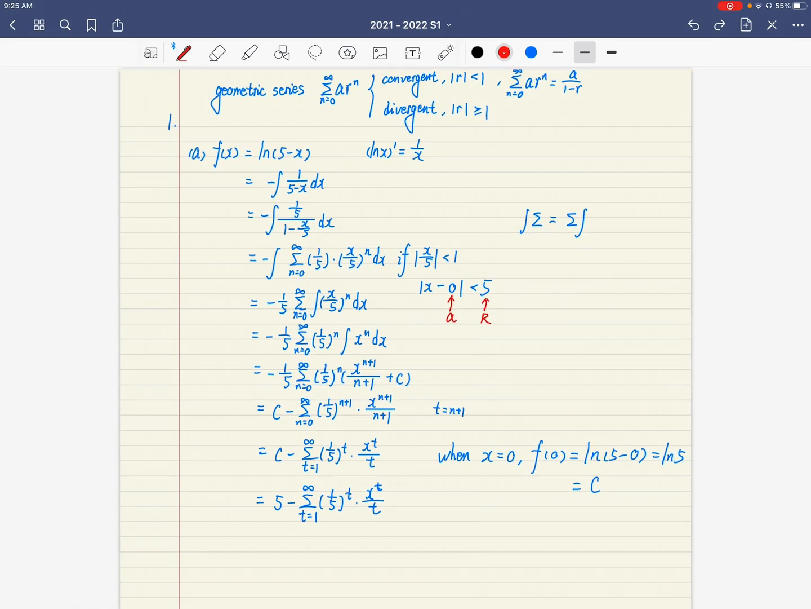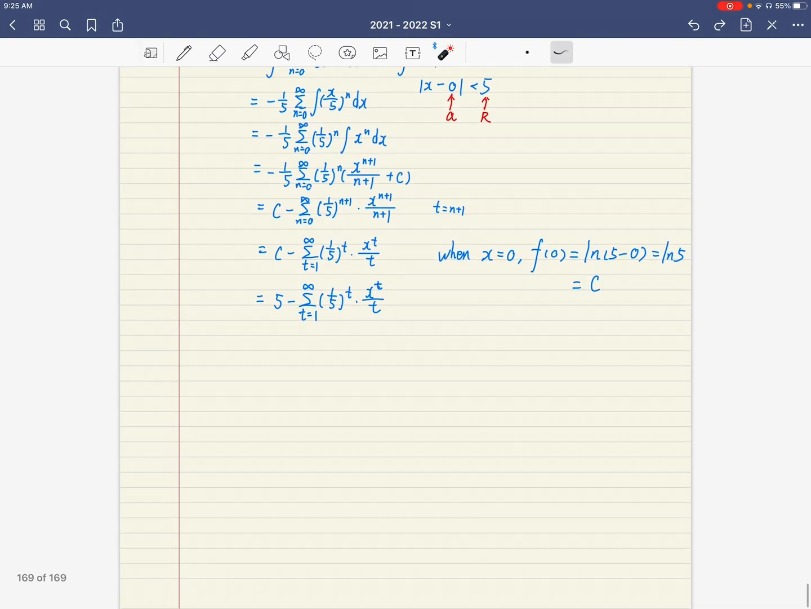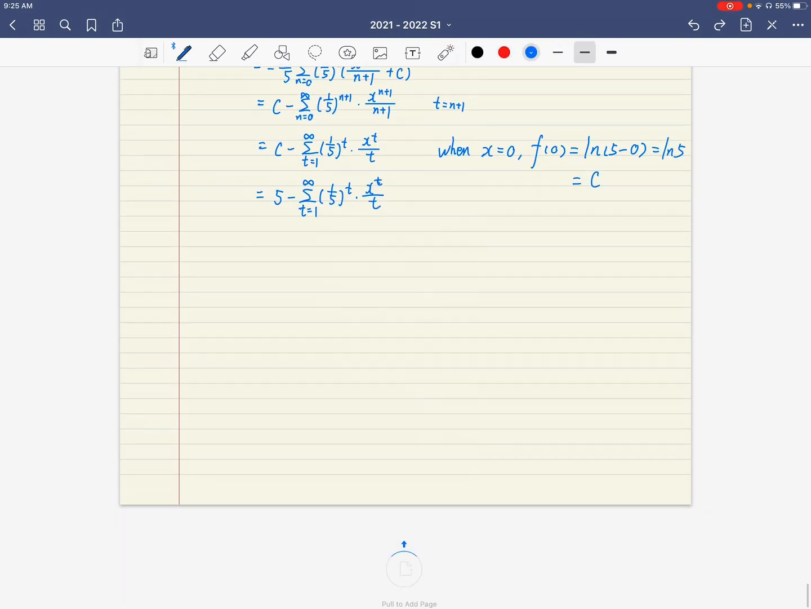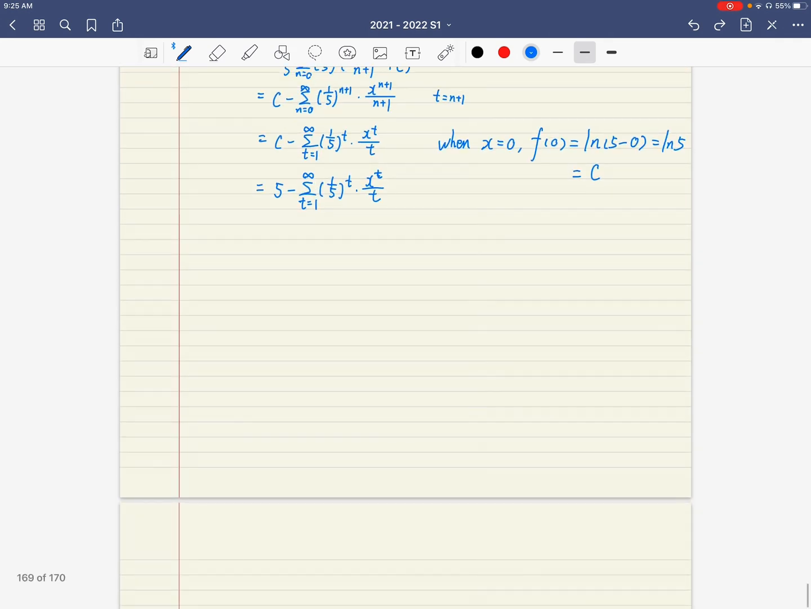Okay, so you can see now it's getting more and more complicated because you have to put everything you've learned together, right? Series, sequence, integration, right? You have to put them all together. So let's do part B. Okay, part B.